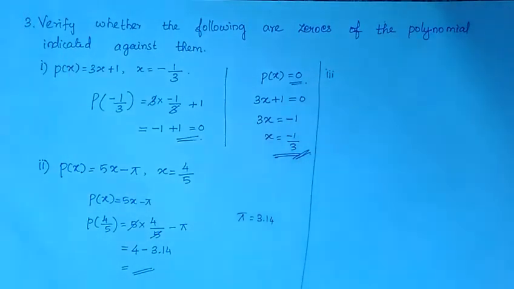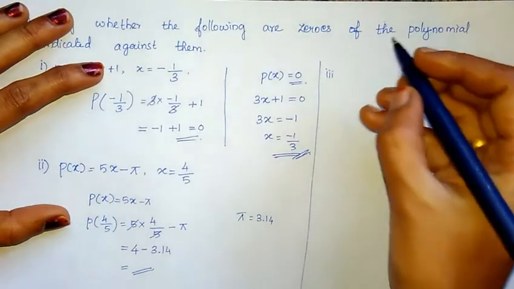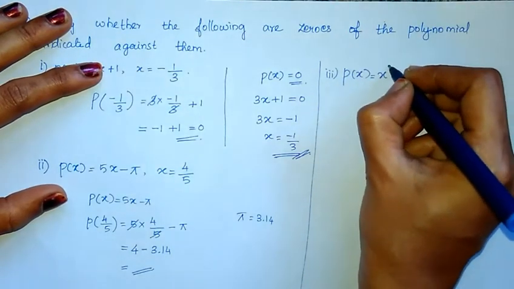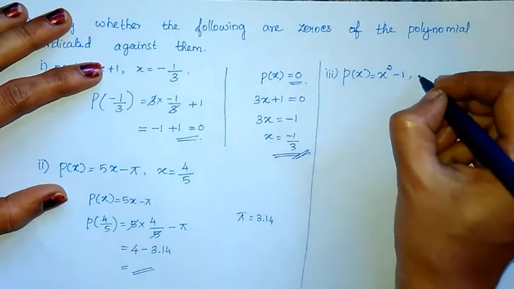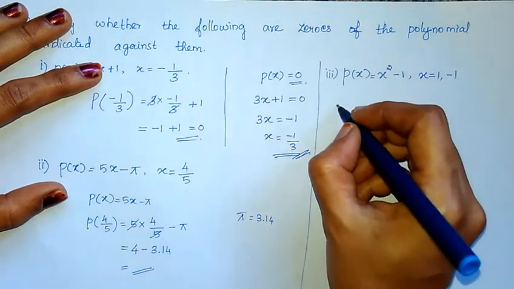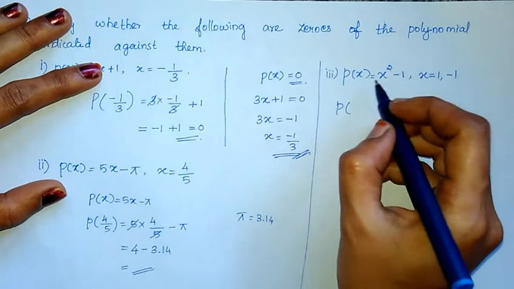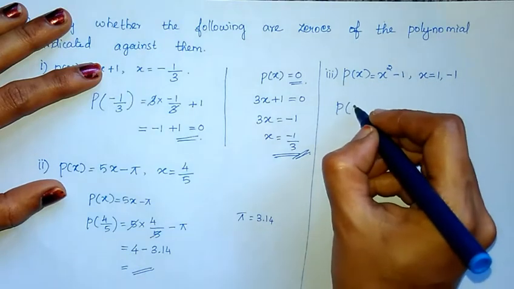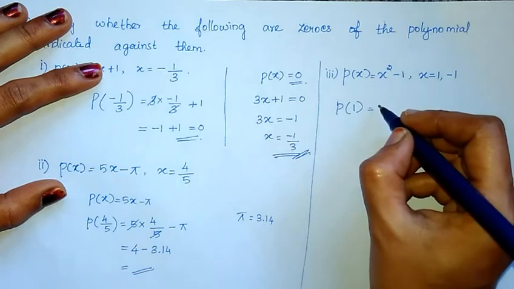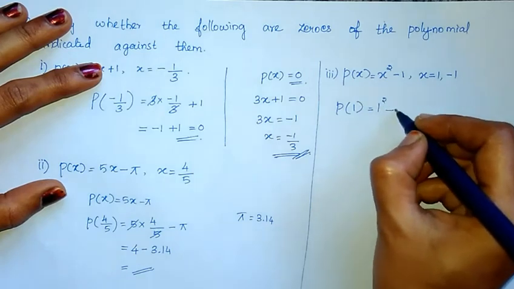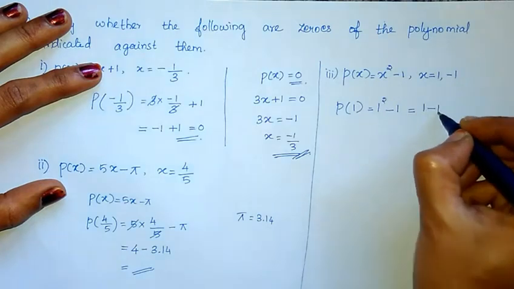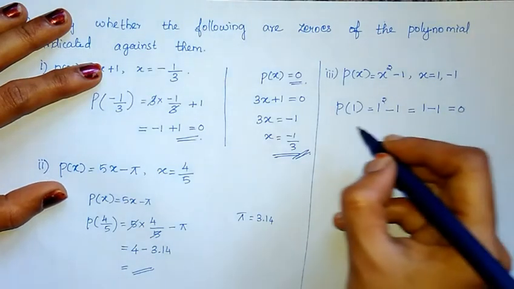Third one, p of x is equal to x square minus 1, x equal to 1 and minus 1. So, here p of, first apply the value 1. So, p of 1 is equal to, here in the place of x we have to apply 1 square minus 1, which is equal to, 1 square is 1 minus 1, which is equal to 0.